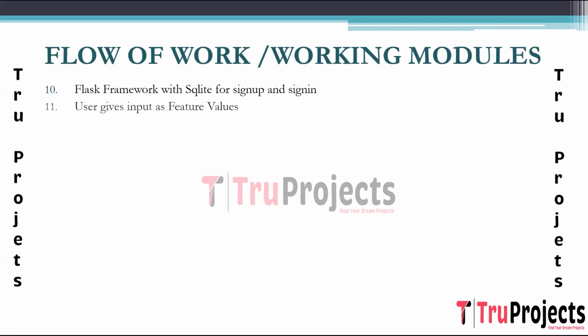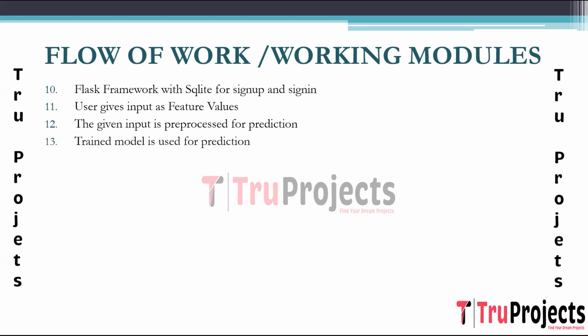The next step is user gives input as feature values. Users are allowed to input feature values for prediction. The given input is pre-processed for prediction. User input is prepared for prediction by applying the same pre-processing steps used during the training. Previously defined data processing steps are used to pre-process the user input. The trained deep learning model is utilized for making the predictions. The final prediction outcome is presented to the user through the front end of the application.